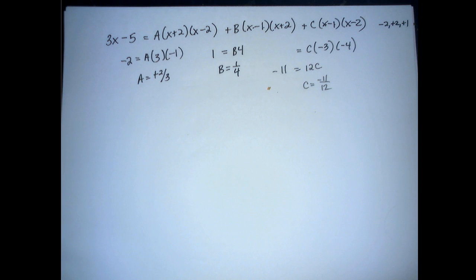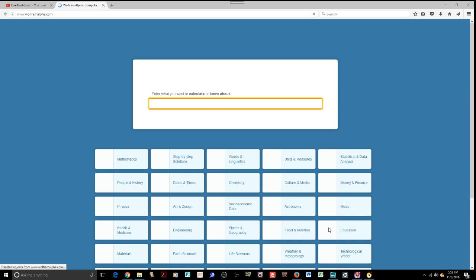Okay, let's check this. And let me see if I can find a way to show you how I'm going to check it. So we're going to use what's called Wolfram Alpha. And it's pretty sad that Wolfram Alpha really makes this look disgusting. Okay. Partial fraction.